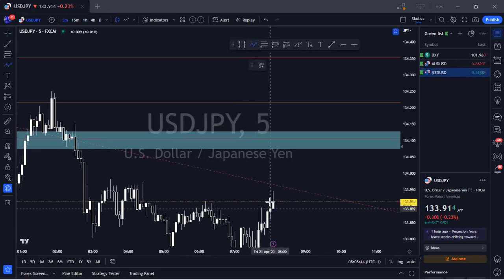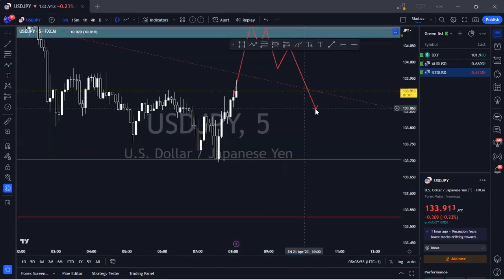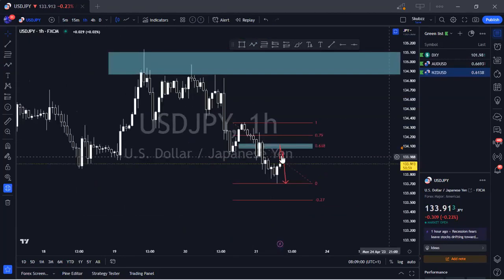For price to get into this place, and then for us to get that whole shift in market structure and then look for a retest. So that's what we'll be looking out for. Let's just wait and see how it plays out. I set an alert there. Once price gets there, it will alert me and then we'll see how we can do it.